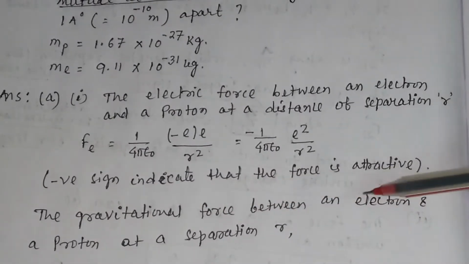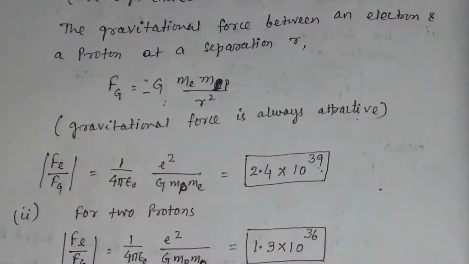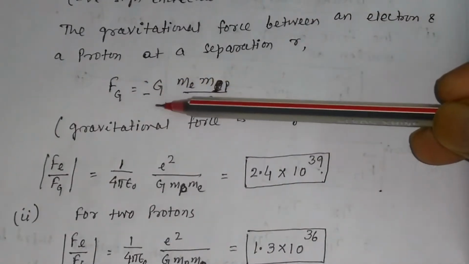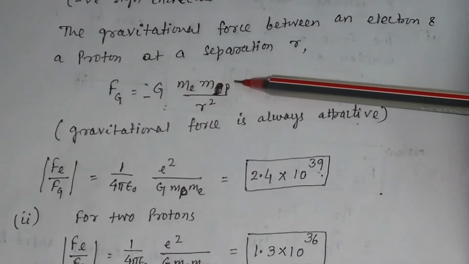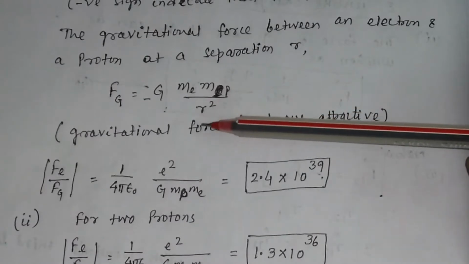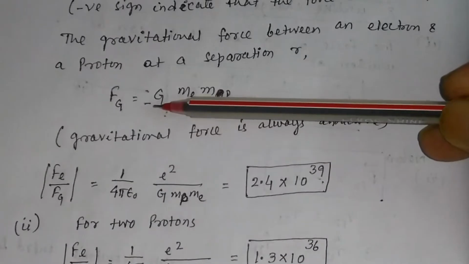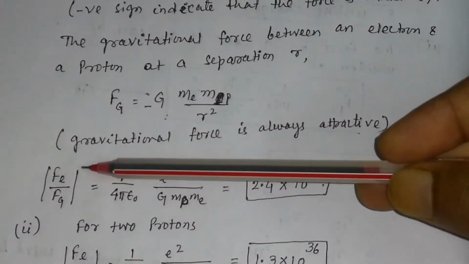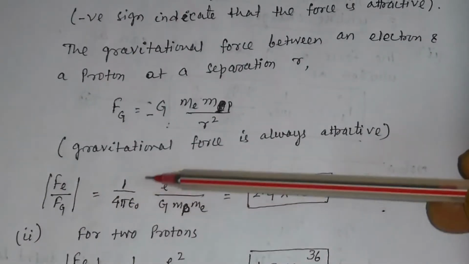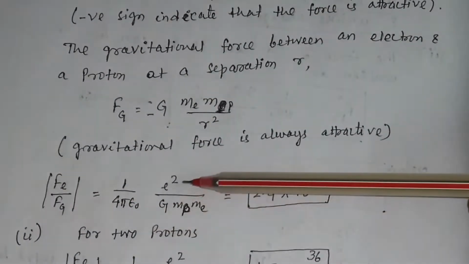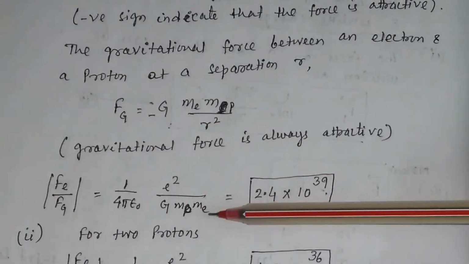Similarly, consider the gravitational force between an electron and a proton at a separation r. For gravitational force we write Fg, which is equal to minus G times mass of electron times mass of proton divided by r². We know gravitational force is always attractive, so here you have a negative sign. If you take the ratio of electric force to the gravitational force, this will be equal to (1/(4πε0)) e² divided by G times mass of proton times mass of electron.